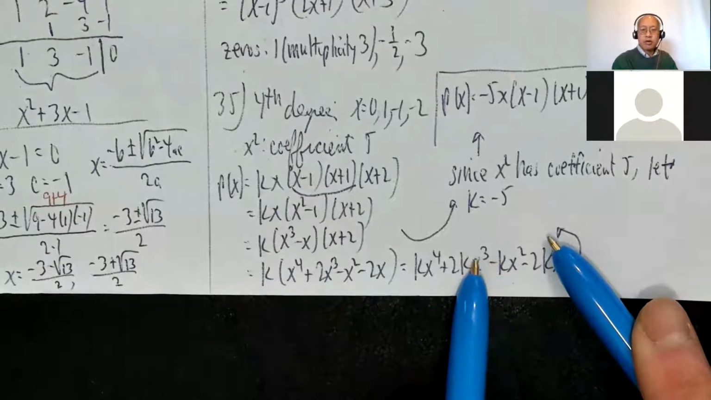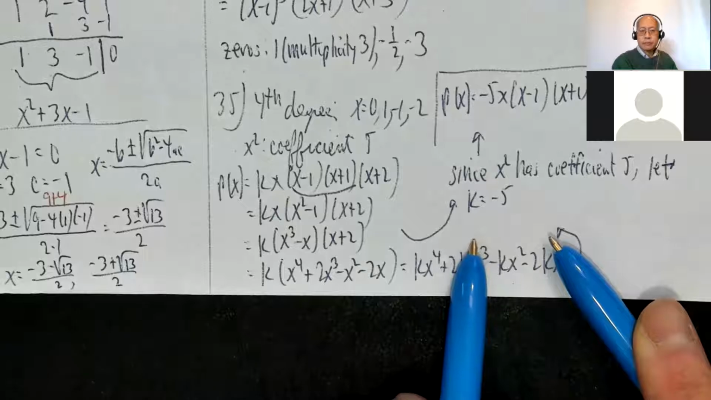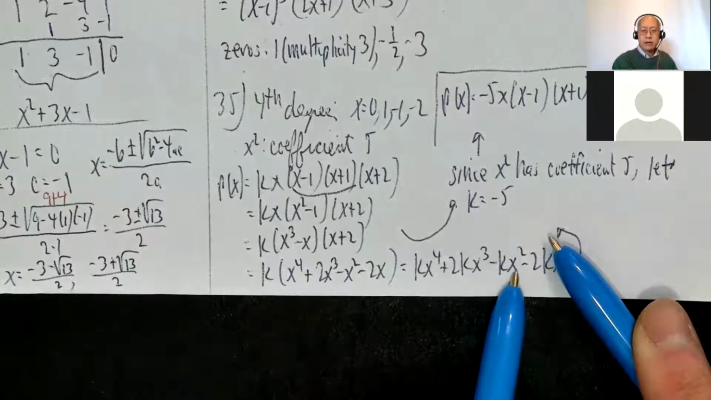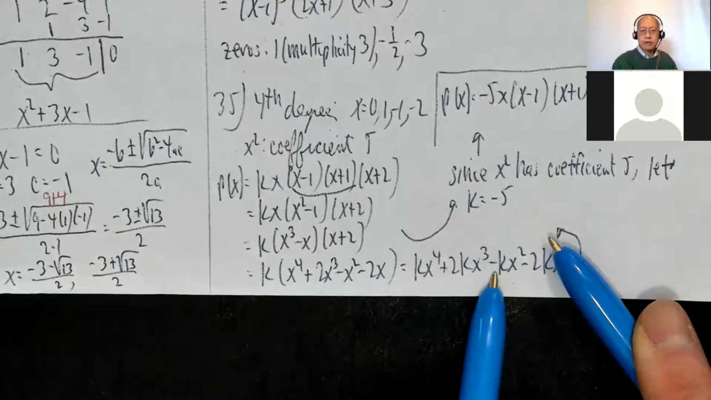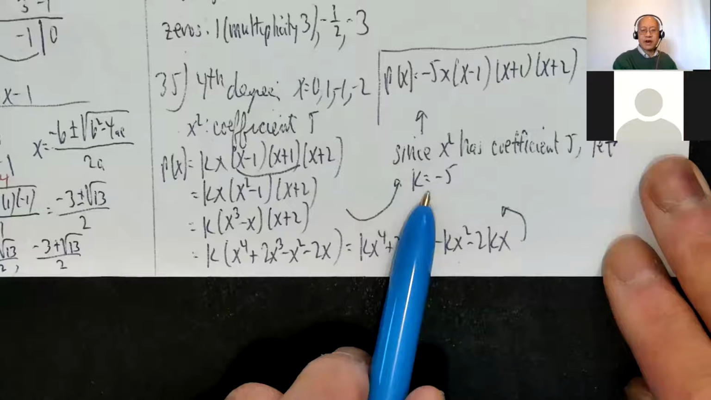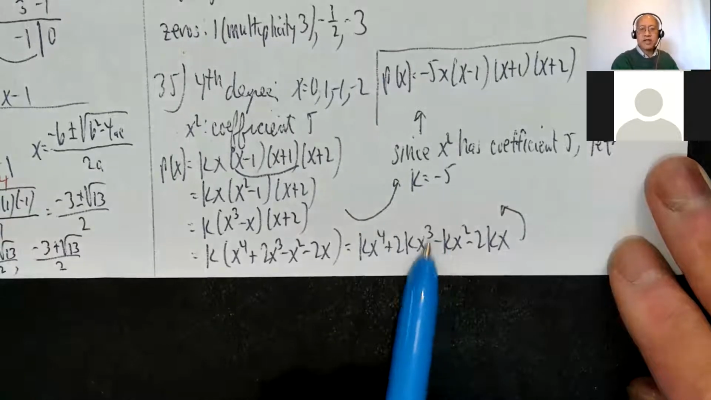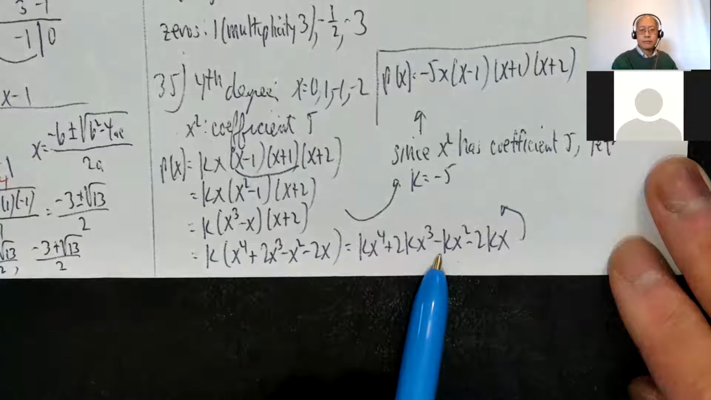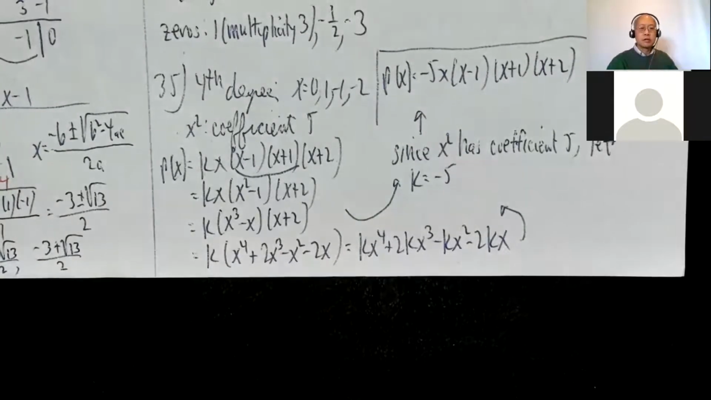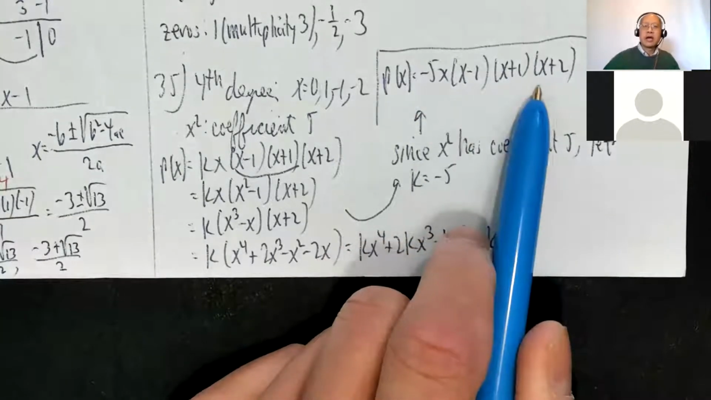It says the coefficient of x squared has to be 5. It's negative kx squared after I multiply all this mess out. So how can I make the coefficient 5? If I let k equal negative 5, then the coefficient of x squared would be 5. So put the k equals negative 5 back in, and that's my final answer: negative 5x, x minus 1, x plus 1, and x plus 2.